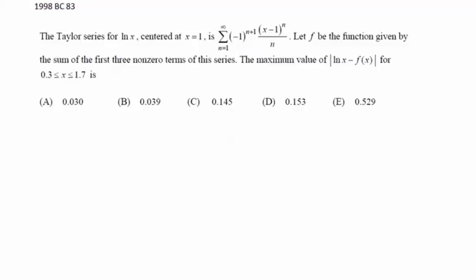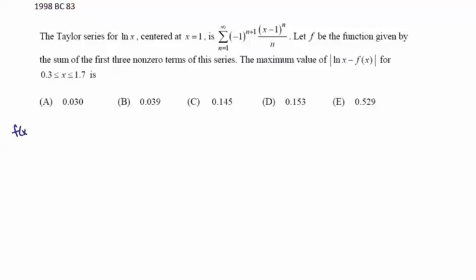In 1998, BC 83, we have the Taylor series for natural log of x centered at x equals 1, given by the series there. We want to let f be the function given by the sum of the first three non-zero terms of this series. So let's do that first.